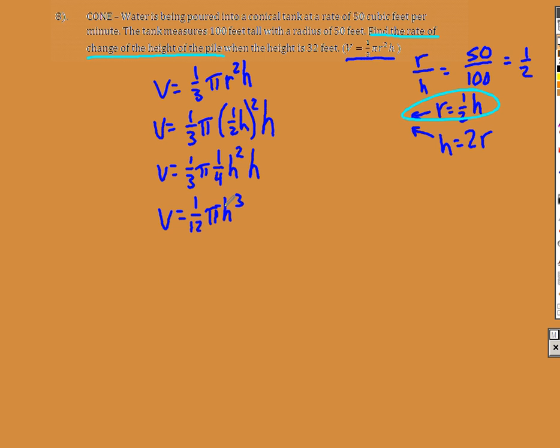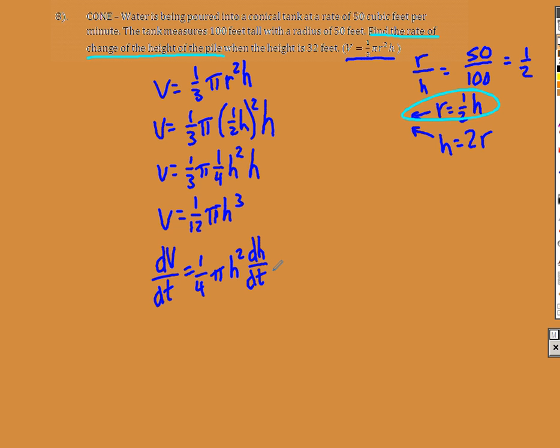Now I can take a derivative. Now I have just one variable. It's time to take a derivative. This will become 3 times 1/12. It's going to be 1/4 pi, and then it's h squared dh dt when I do that derivative.